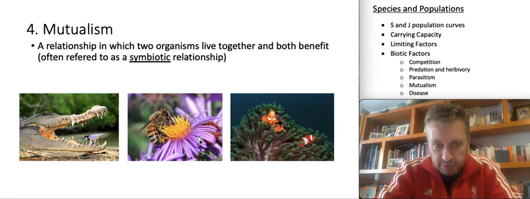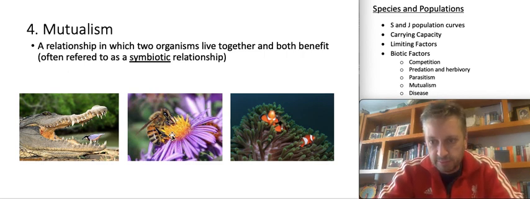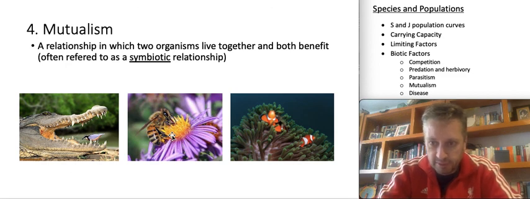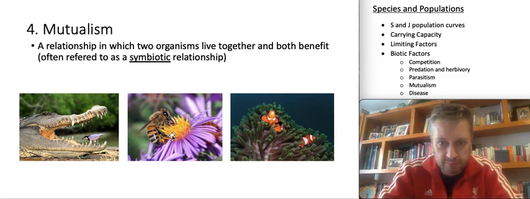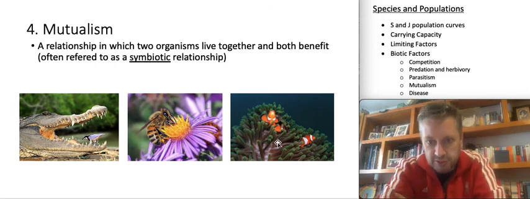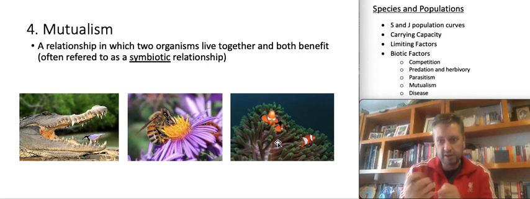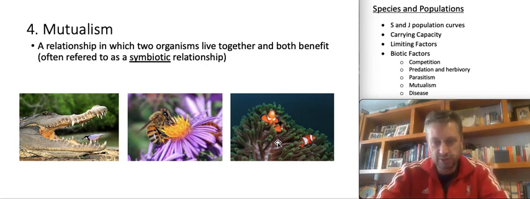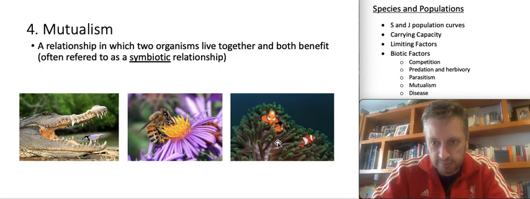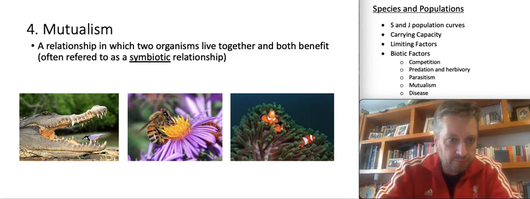This is the relationship between a flower and a pollinating insect. The insect gets the benefit of the nectar, and the plant gets the benefit of the spreading of its pollen. And here's an example of a clownfish living in an anemone. Both get a protective relationship from the potential predators by living together. I'm sure you're familiar with that from Finding Nemo.